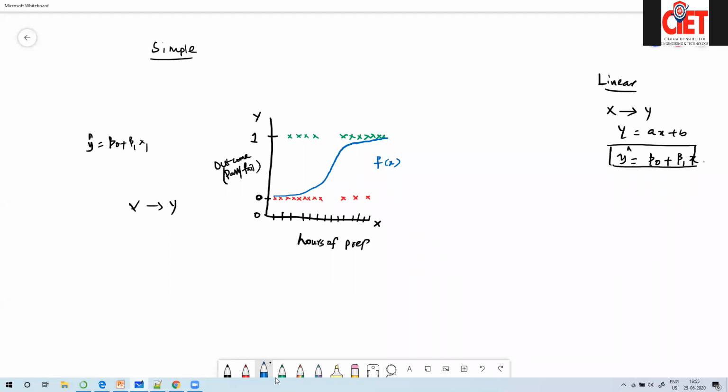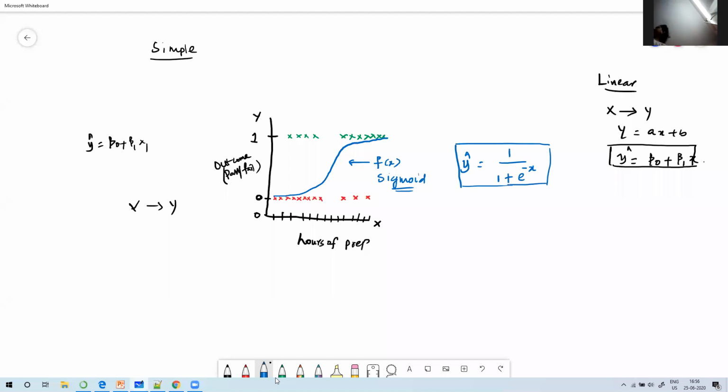So what could be the equation? This is called the sigmoid function. Sigmoid functions take this type of shape. So we can represent this as Y hat is equal to 1 by 1 plus e to the power of minus x. So this is called a sigmoid function. And we are going to represent the relationship between X and Y using this sigmoid function.